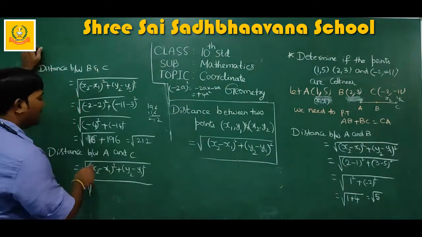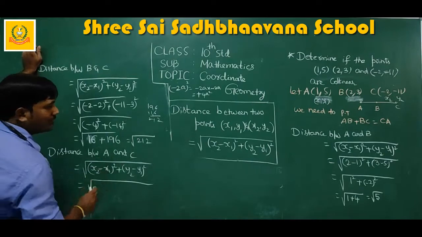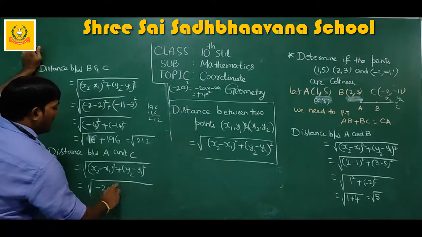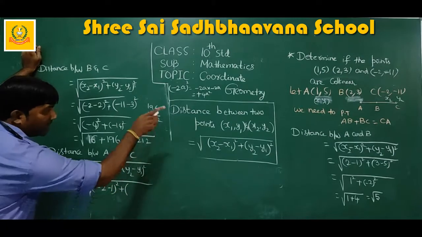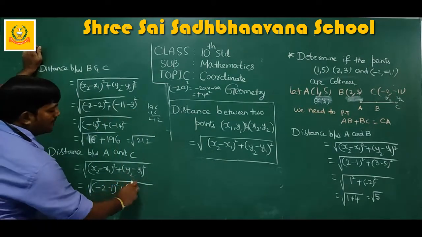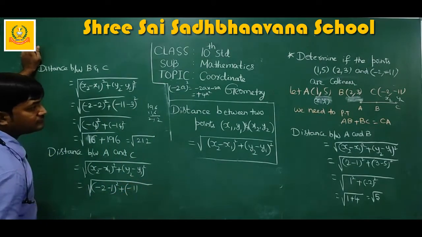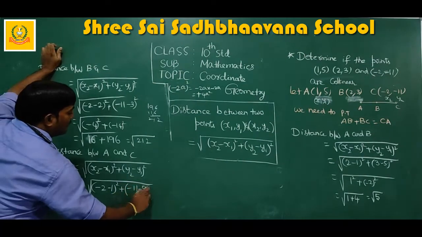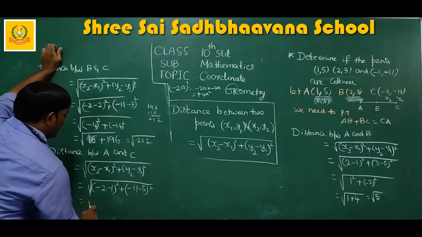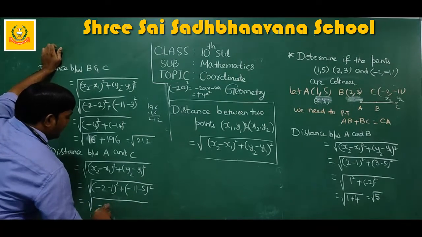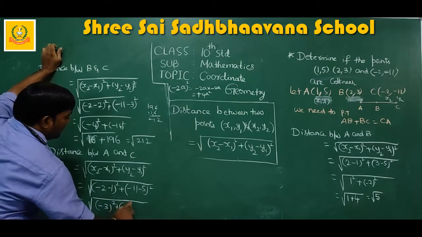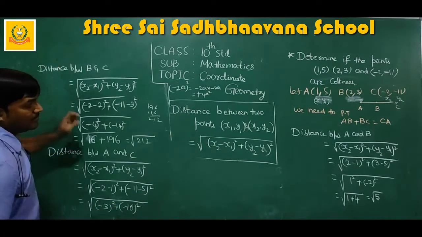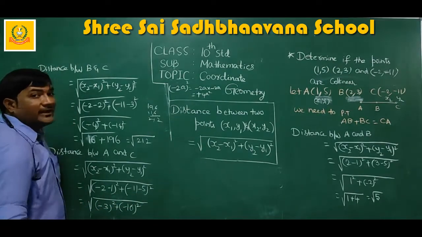So now, root of x2 minus x1 whole square. What is x2 there? Minus 2. What is your x1? Minus 1 whole square. Next, what is y2? Minus 11. And what is your y1? Minus 5. So what do you get? Root of minus 3 the whole square plus minus 16 the whole square. Correct? Minus 11 minus 5 is minus 16.